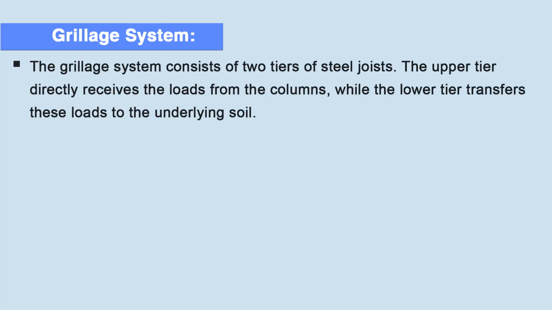Its grillage system consists of two tiers of steel joists. The upper tier directly receives the load from the columns, while the lower tier transfers these loads to the underlying soil. The joists in the upper tier are typically shorter and designed to carry the direct load from the columns, whereas the joists in the lower tier are longer and spaced further apart to distribute the load evenly over the footing area. This arrangement ensures that the load is spread over a larger area, reducing the pressure on the soil and minimizing the risk of settlement.